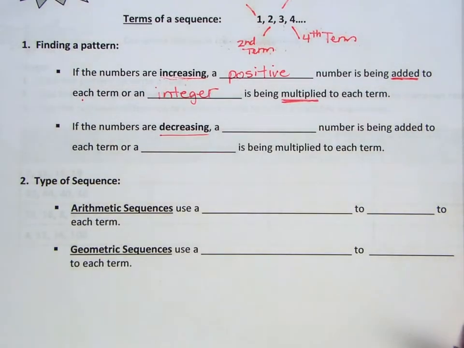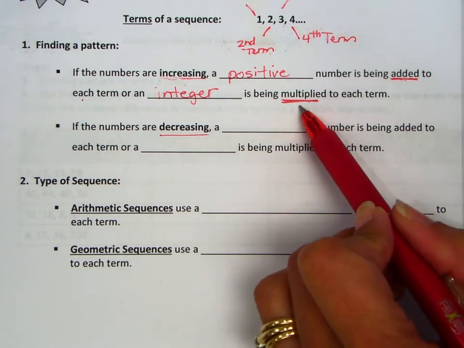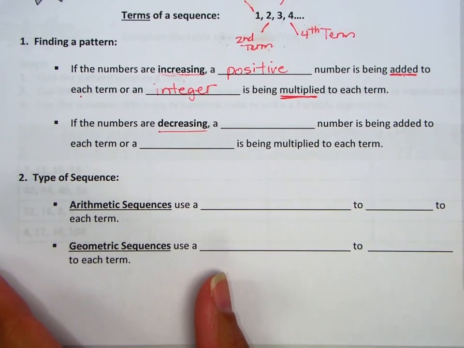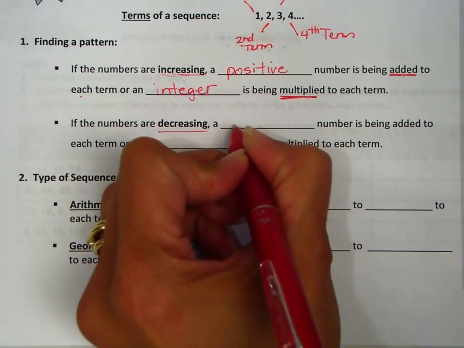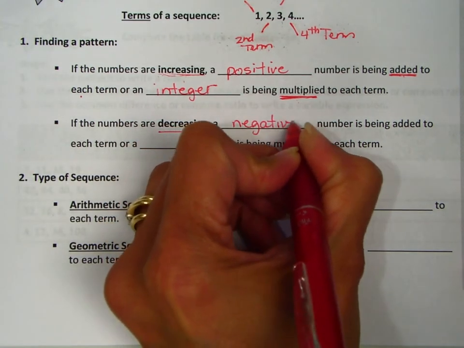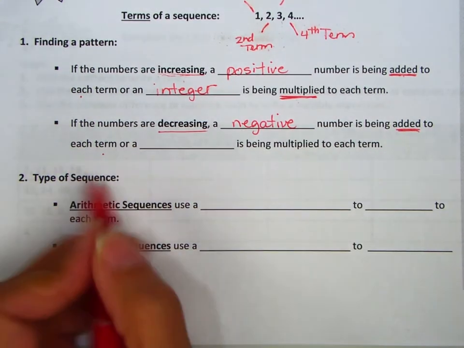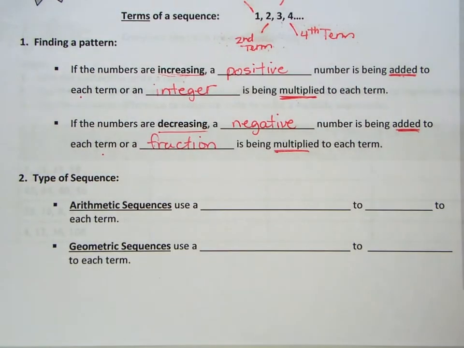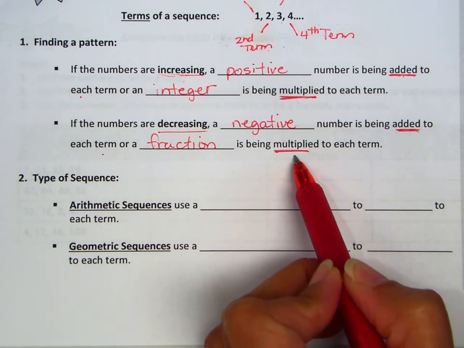So depending on what kind of sequence we have, arithmetic or geometric, we will either add or we will multiply. This will become clearer later on in the lesson. Now if the numbers are decreasing, a negative number is being added. Again, we're going to add to each term. Or a fraction is being multiplied to each term. Again, it makes a difference whether it's arithmetic or geometric, whether or not we add or we multiply.